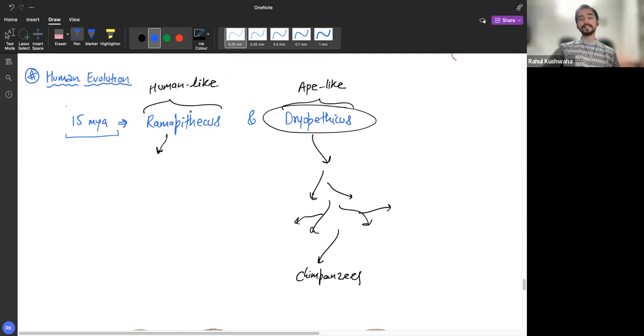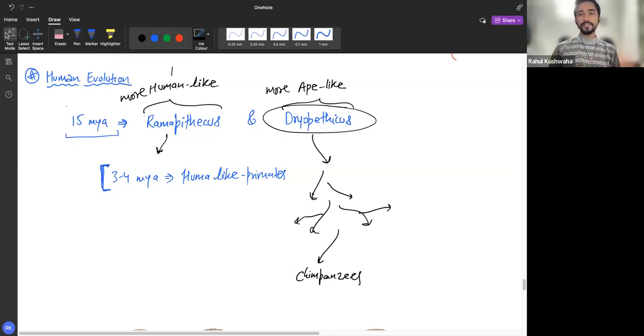So it's very difficult to imagine that they were anything like human. When I say human-like, they didn't even look like human. But when I say human-like, it was characteristics or anatomies or physiology. So Ramapithecus slowly gave rise to more hominid features emerging, and around 3 to 4 million years ago, in Eastern Africa, we have evidence of the first human-like primates. So I should write here more human-like, and this is more ape-like. And then 3 to 4 million years ago, the fossils that we have were human-like primates. So from this point onwards, we say that this is the time period from where human evolution really started.